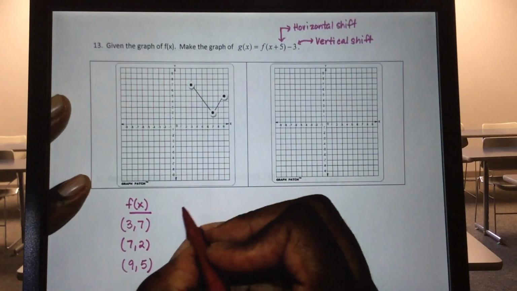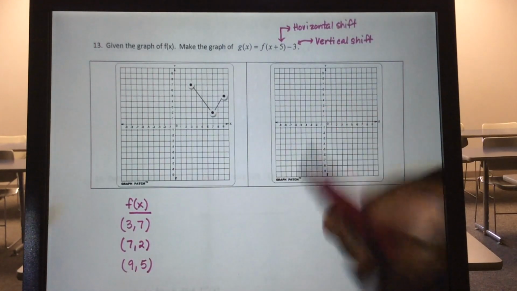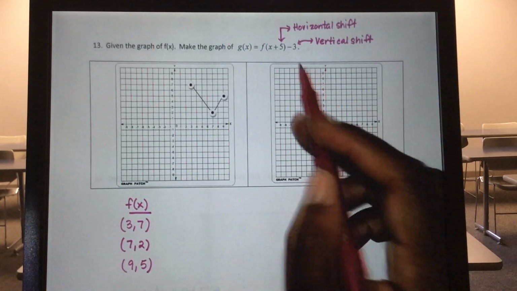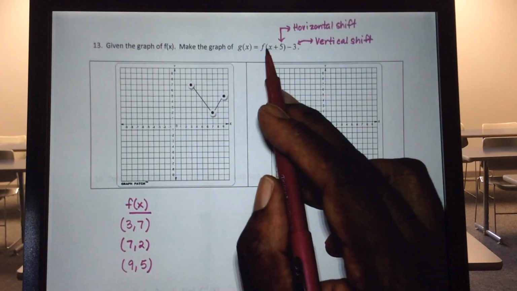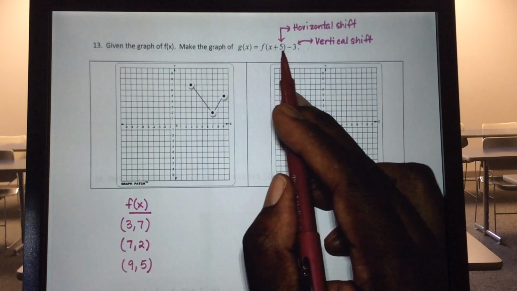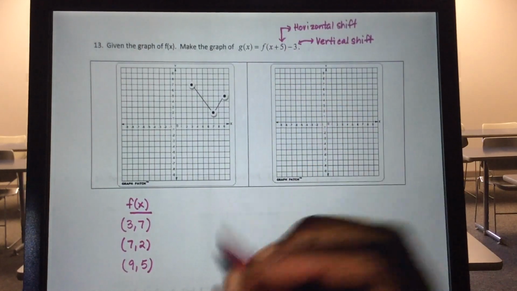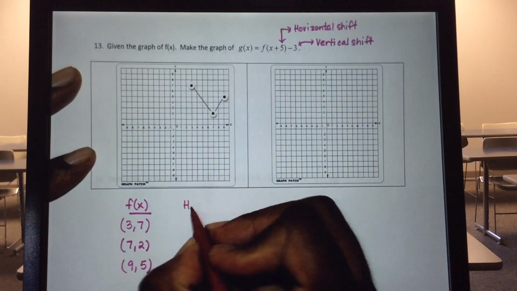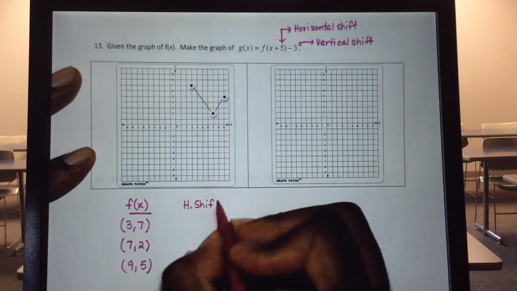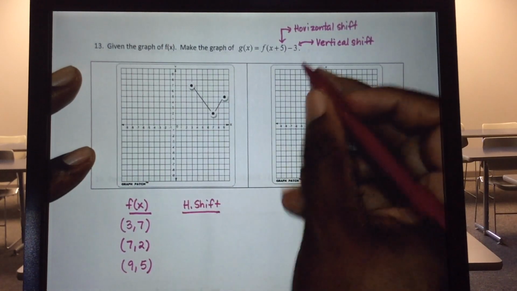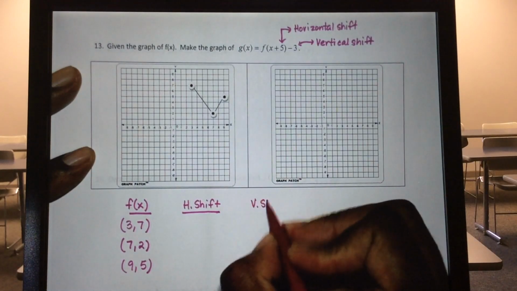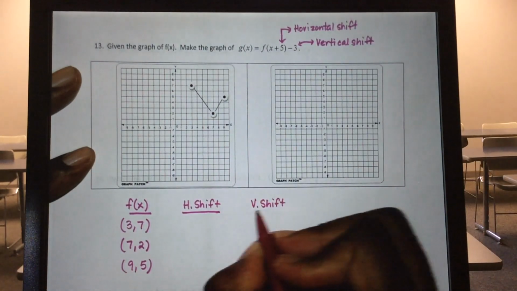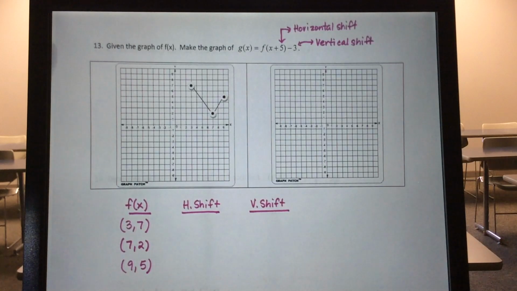Next, I have to figure out which one I'm going to need to do first, either the horizontal or the vertical shift. Based on the order of operations, if I take x and add 5 to it, that means I need to do the horizontal shift first. And then I'm going to subtract 3 from it. That means the vertical shift will be done last. If you're in doubt, we always do the vertical shift last, no matter what.